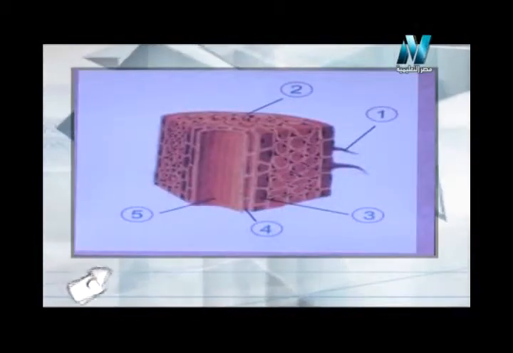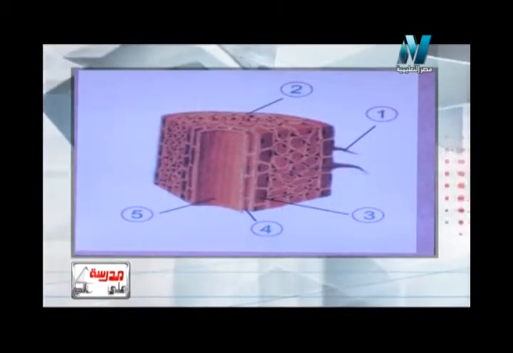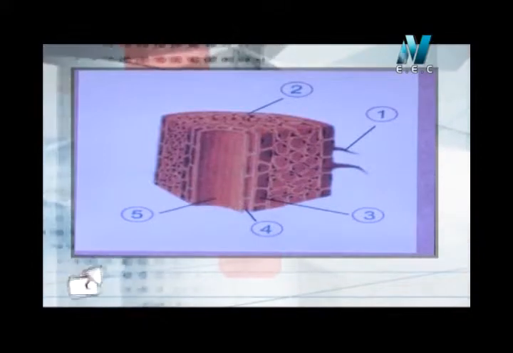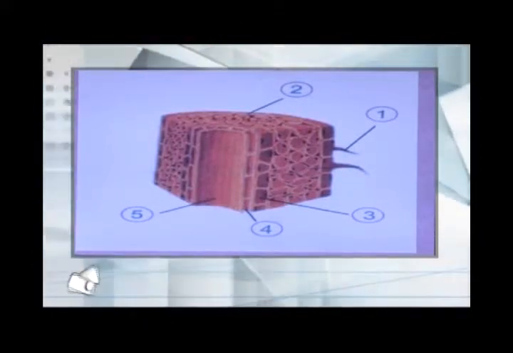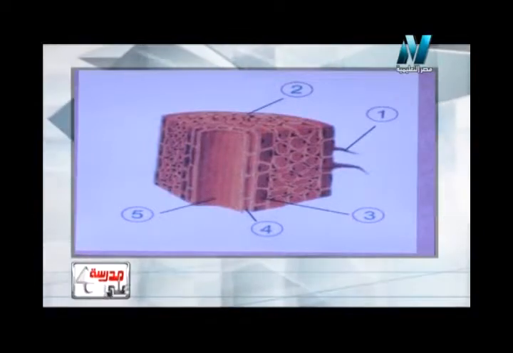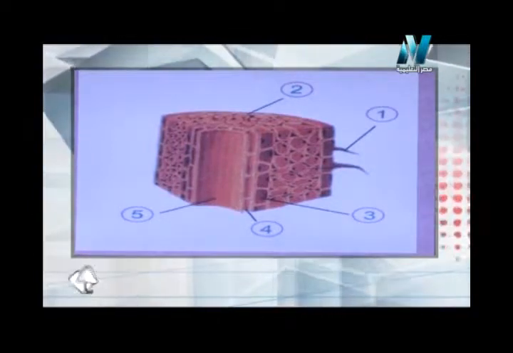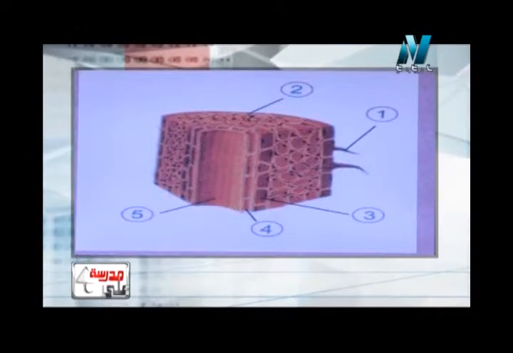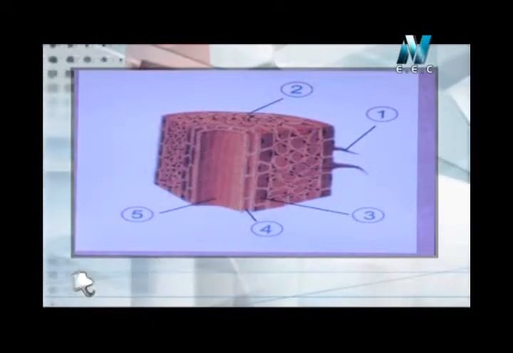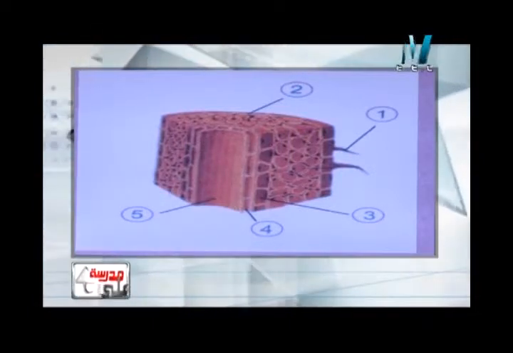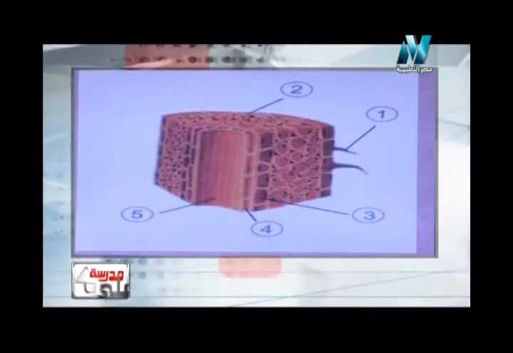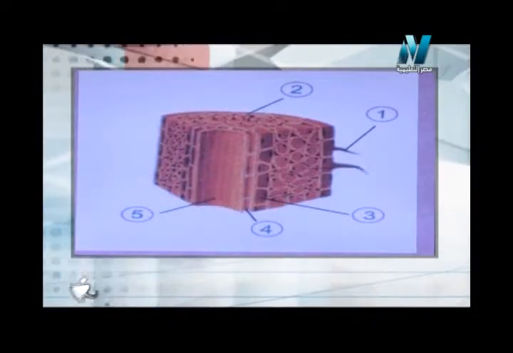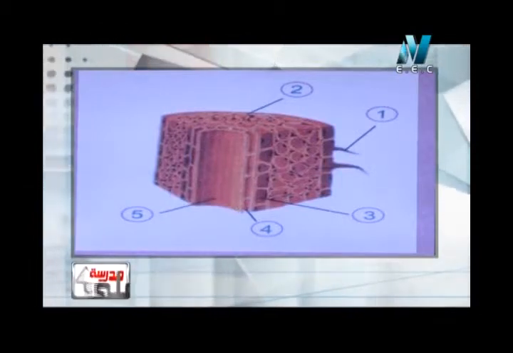Another question. This question is about drawing. The question says, label the following diagram. I am sure it is a very easy labeling diagram. Number 1 will be root hair. Number 2 is cortex. Number 3 is the endodermis. Number 4 is the xylem or wood. Number 5 is the pith layer.